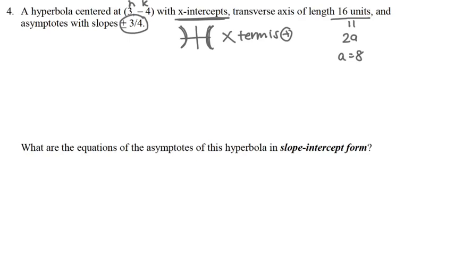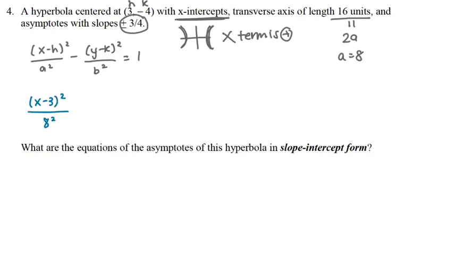Let's start with our standard hyperbola that opens left and right: (x - h)² over a² minus (y - k)² over b² is equal to 1. Let's fill in what we know. I know that the center is (3, -4), so this is (x - 3)². I also know that a is 8, so we put that over 8², minus (y + 4)² over b². Don't know what b is yet.